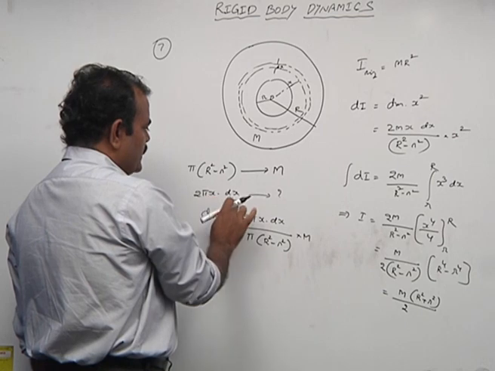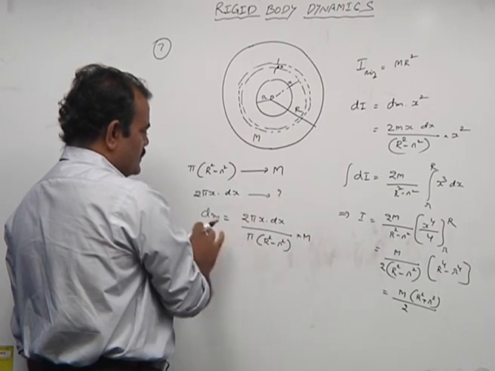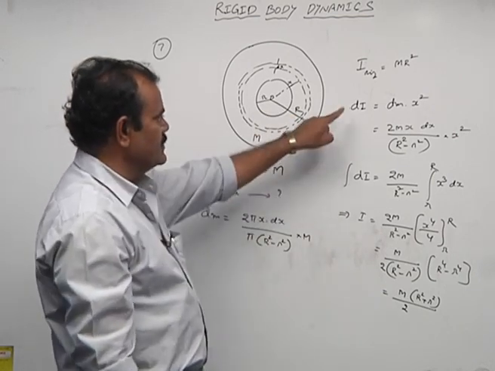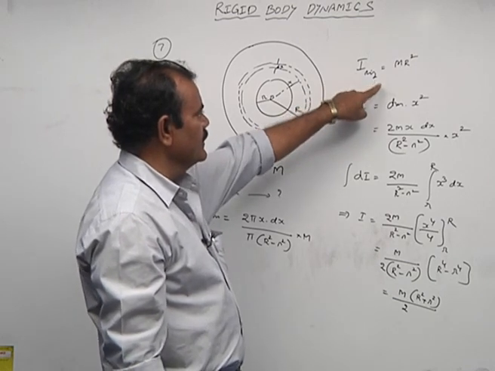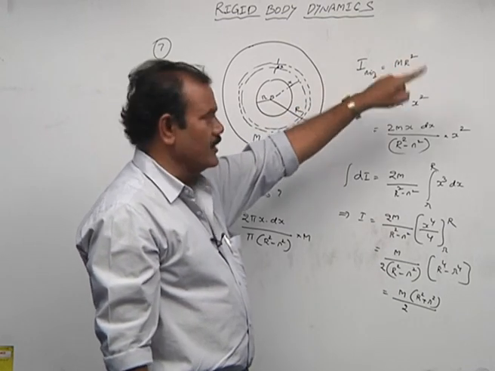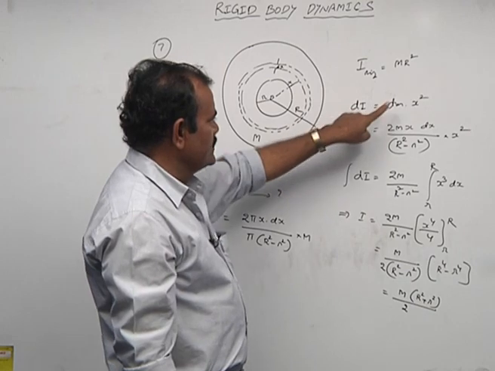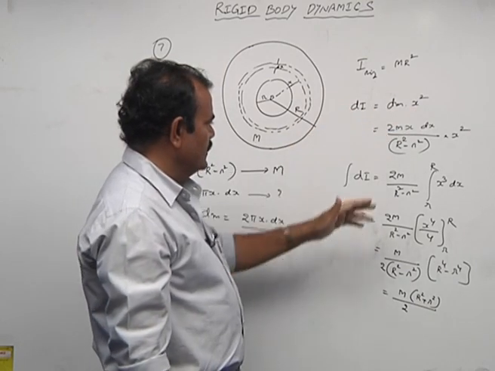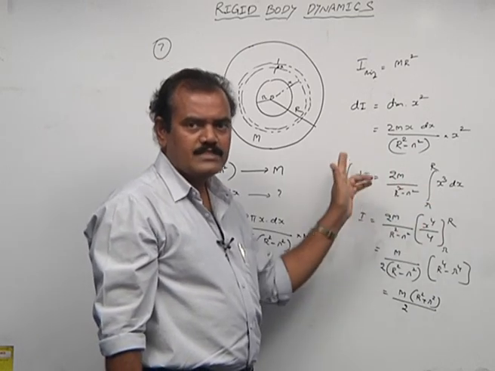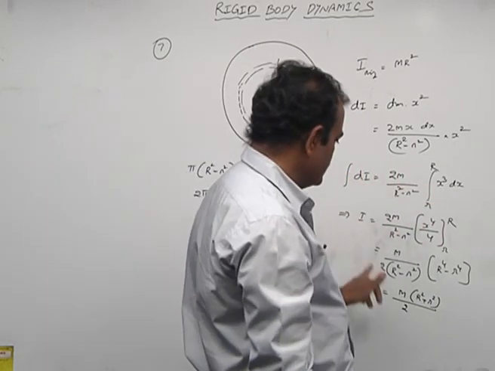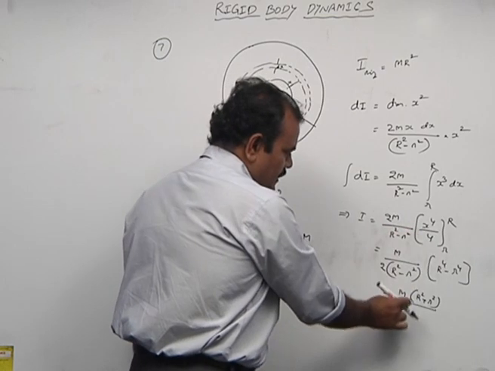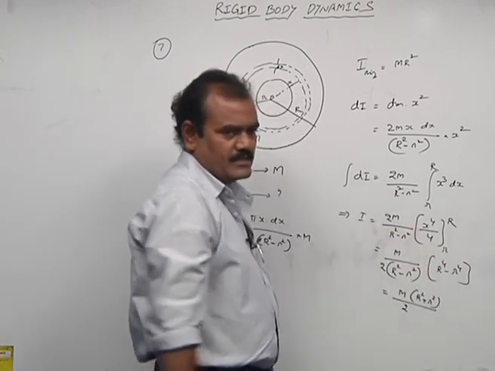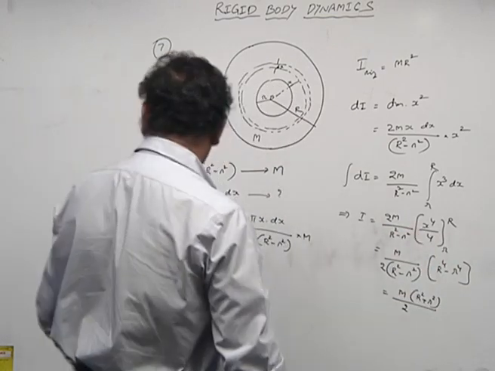And 2 pi x dx, that is the area of this ring. What is its mass? So now dI is equal to, already we know for the ring, it is mr square about its natural axis. So that's why dI is equal to dm x square is here. When you are applying this dm value here, then on integrating on both sides, you will be getting that I is equal to, ultimately, m by 2 of capital R square plus small r square. So like that. Next one.